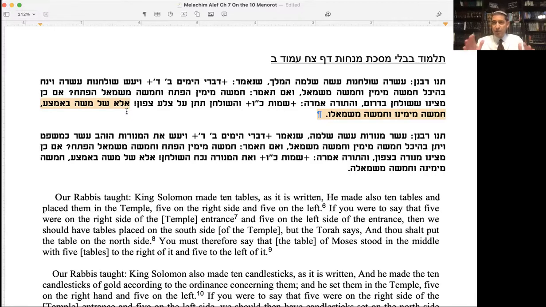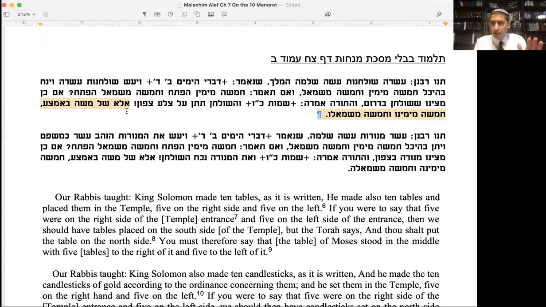Therefore, if a person was standing in the doorway looking in, to the right, which is the north, because the temple ran on an east-west axis, you'd be standing in the east looking to the west. And if you looked off to your right, you would see this array of 11 shulchanot. Again, the shulchan of Moshe in the middle, and then 5 coming out on either side.